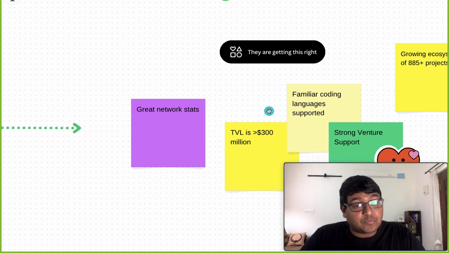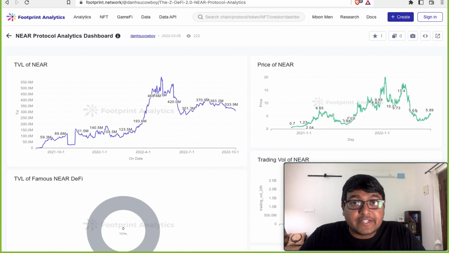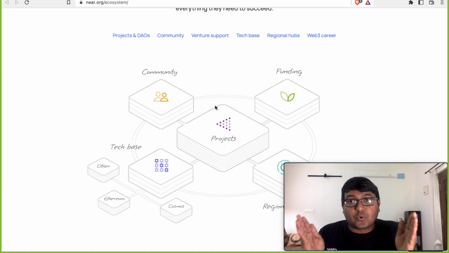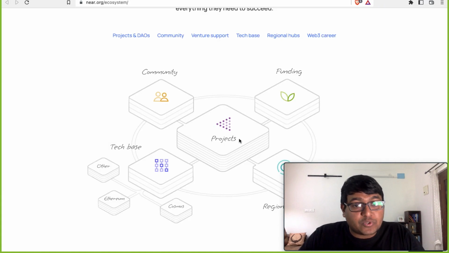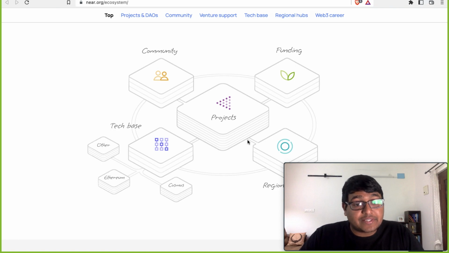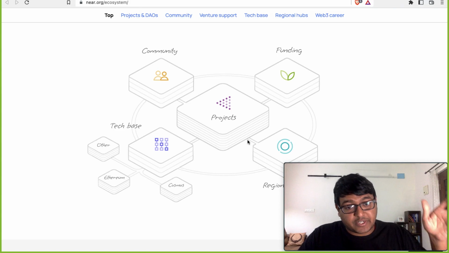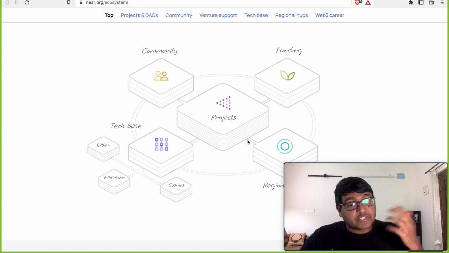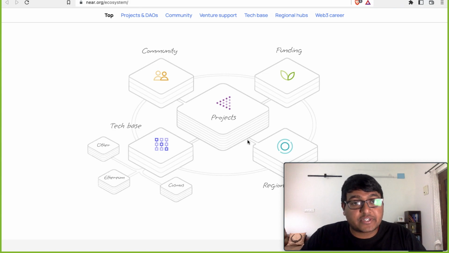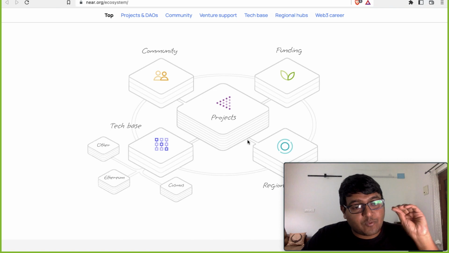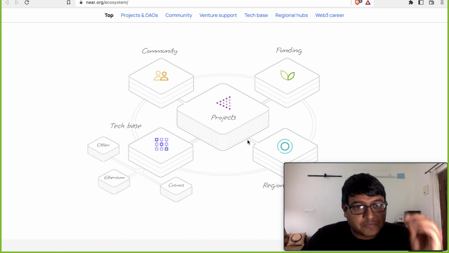Familiar coding languages are supported, right? So one thing that I did notice in what this whole NEAR ecosystem is doing is that they are making it very easy for developers to come and build. Whether you already have a dApp on another blockchain, or you don't have any dApp but want to start, they want to make it very easy for you, and they don't want you to go through a learning curve of learning, let's say, Solidity or some other blockchain-based coding languages. Instead, they want you to use things that you know, something like JavaScript, right?